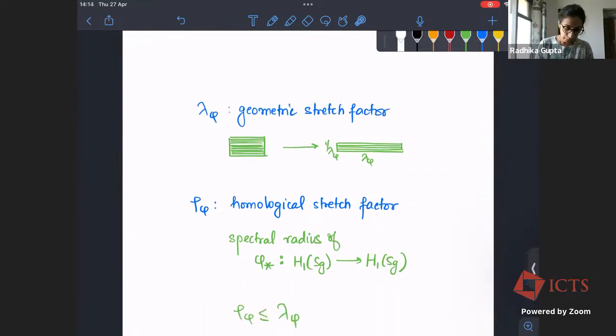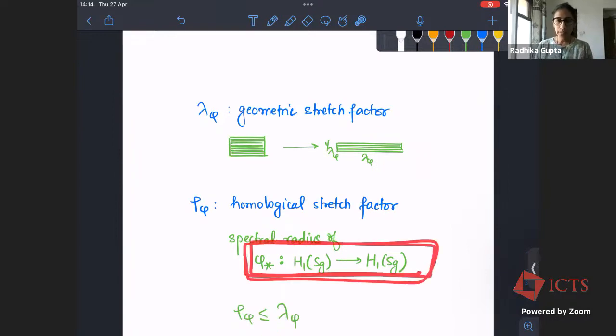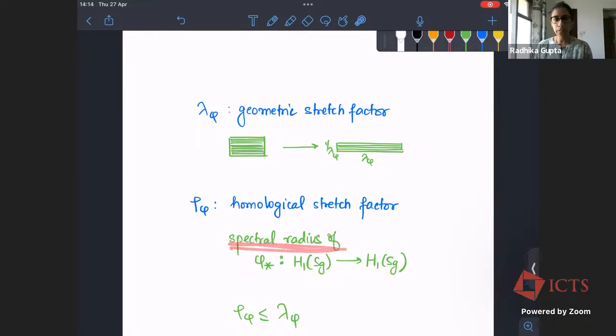I can also look at the map induced by this homeomorphism in homology, and that's a linear map. And there I can look at the spectral radius. I can look at the absolute value of the largest eigenvalue. And I call that number the homological stretch factor. So I have these 2 numbers, geometric stretch factor and homological stretch factor. It's clear that the homological stretch factor is always less than or equal to the geometric stretch factor, because when I pass to homology, I might lose something. So the homological number is less than the geometric number.